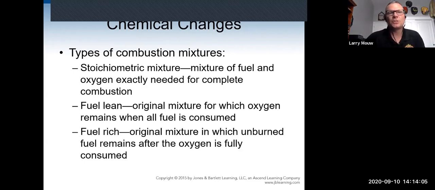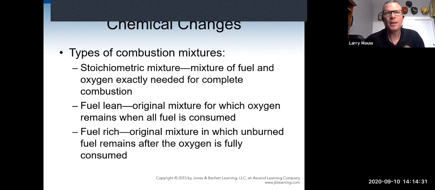The first one is called the stoichiometric mixture, and this is on page 36. This is something you're going to want to know and understand. A stoichiometric mixture is a mixture of fuel and oxygen exactly needed for complete combustion. So this means we have the right amount of fuel, the right amount of oxygen, and there's going to be complete combustion.